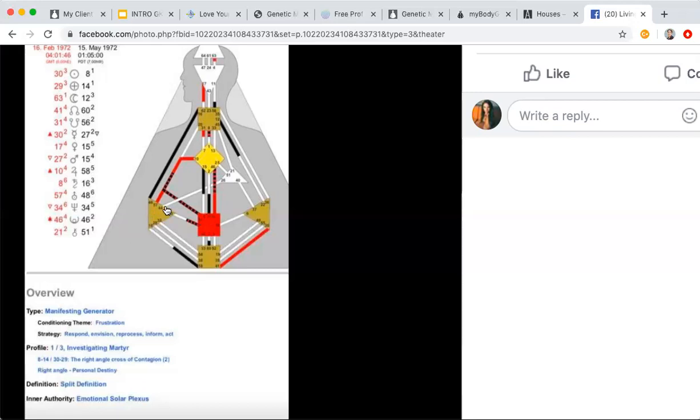That's the 57, the 34, the 10, and the 20. So the only gate of these four that you don't have is the 20. So it's a lot of integration circuitry, and we can also see that you have it red and black. So it's both on the unconscious and the conscious sides. It's both your soul and your personality wants to experience with this.